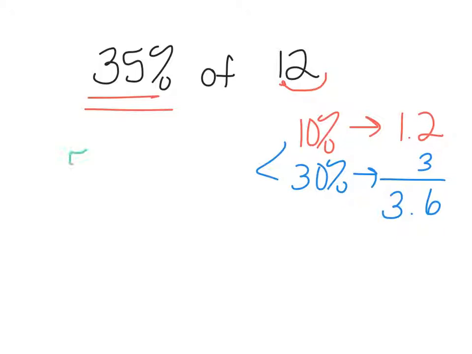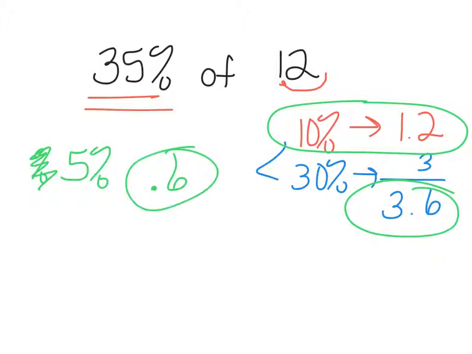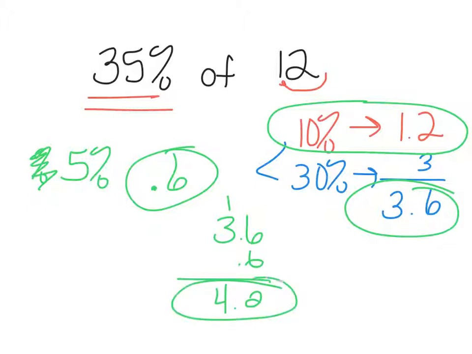Okay, so to get that additional 5%, I need half of 10%. Okay, so 5% is half of 10%. So half of 1.2, or in other words, half of 12 is 6. So half of 1.2 is 0.6. So this is my 30%, this is my 5%. So if I add those two numbers together, I get 4.2. So 35% of 12 is 4.2. So that's one way to do it mentally.